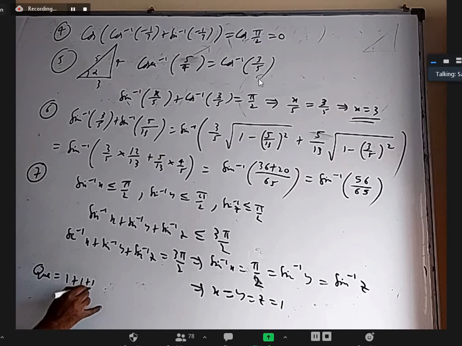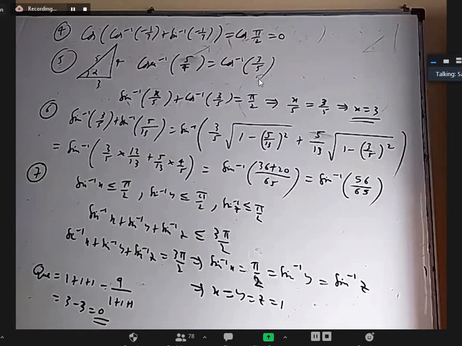One plus 1 minus 9 by 1 plus 1 plus 1. Everything is 1. Which is 3 minus 3, which is 0. Okay, these are all just simple, whatever formulas we learnt. Some questions based on it.